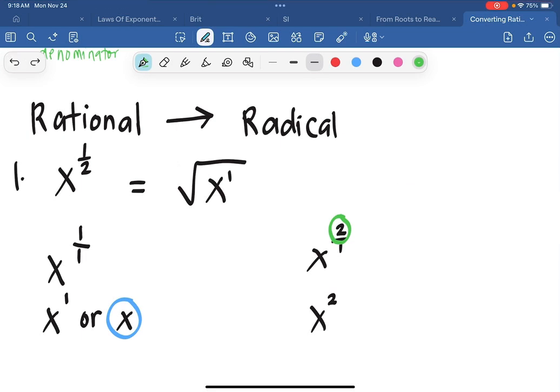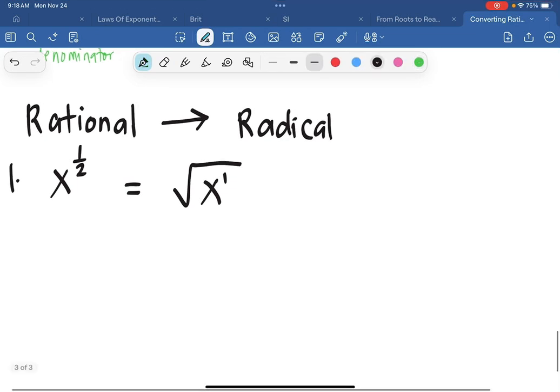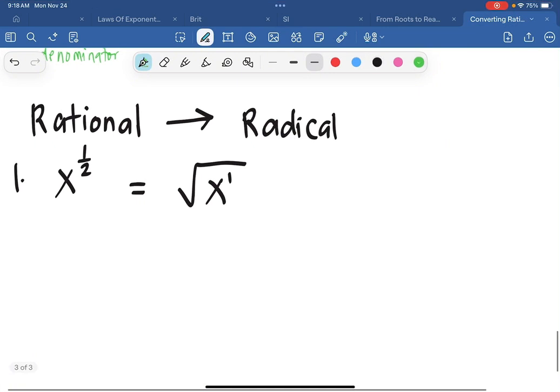Okay, let me just erase. And going back, since you already know that the 2 of a square root should be invisible, let's deal with this part. Again, x raised to 1 is just x. So to write this in its final form, we just write the square root of x. And that's it.